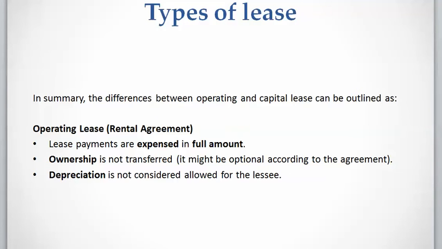So here are the differences between the operating lease and the capital lease. In the operating lease or rental agreement, lease payments are deductible in full amount. They can be expensed in full amount from the revenue. The ownership is usually not transferred to the lessee. So depreciation is not allowed for the lessee, again because we are assuming that the ownership stays with the lessor. But the lessor who has the ownership can use the depreciation.